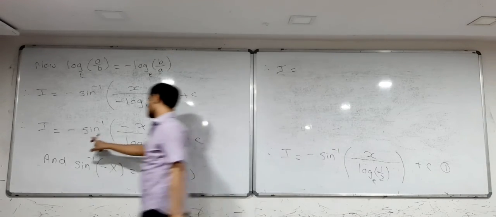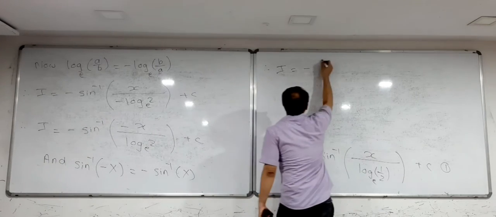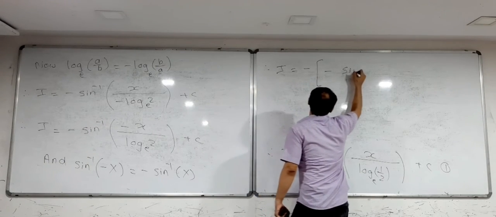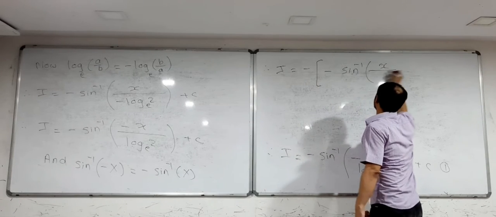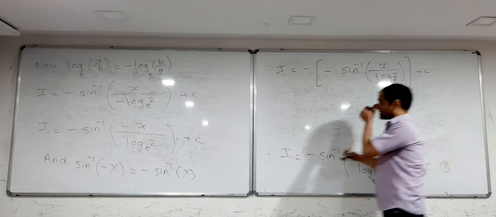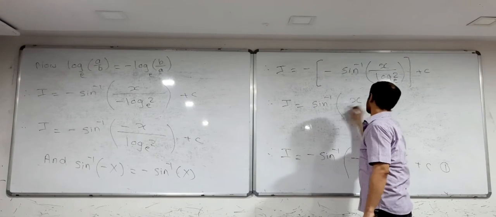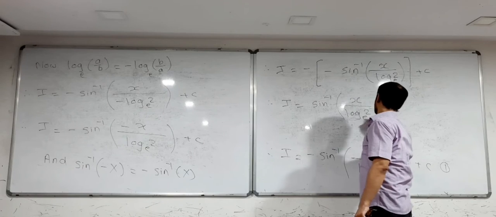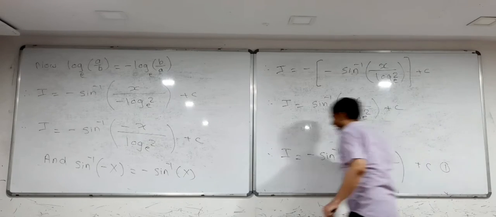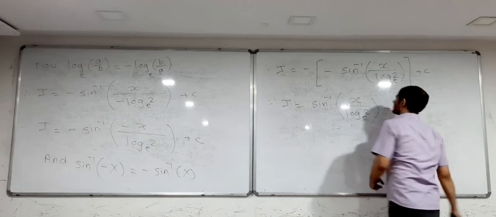So minus sin inverse of x, so the first minus sign stays here and then I will write minus of sin inverse of x upon log 2 to the base e plus c; minus minus is plus. So the final answer I is, in the option, sin inverse of x upon log 2 to the base e plus c. And what could be one more simplified answer?